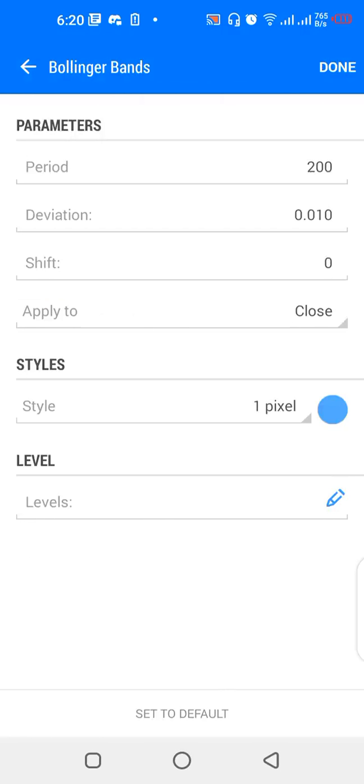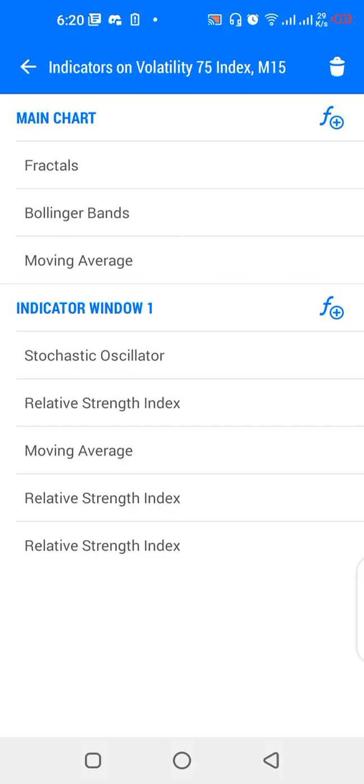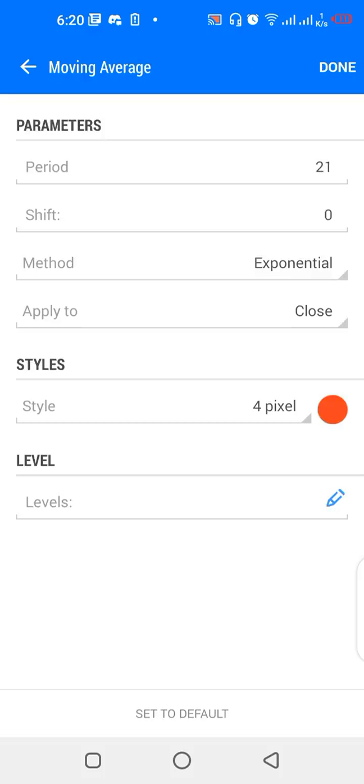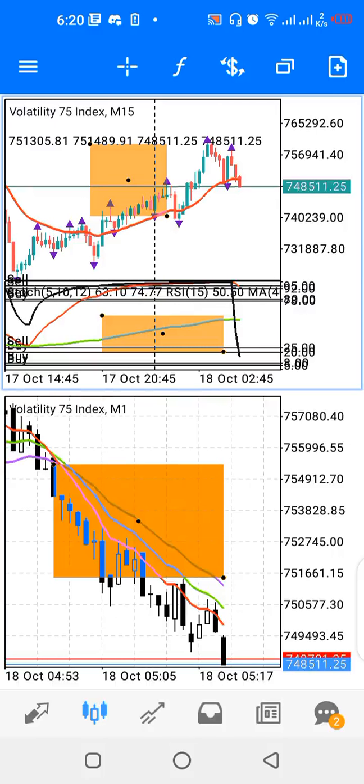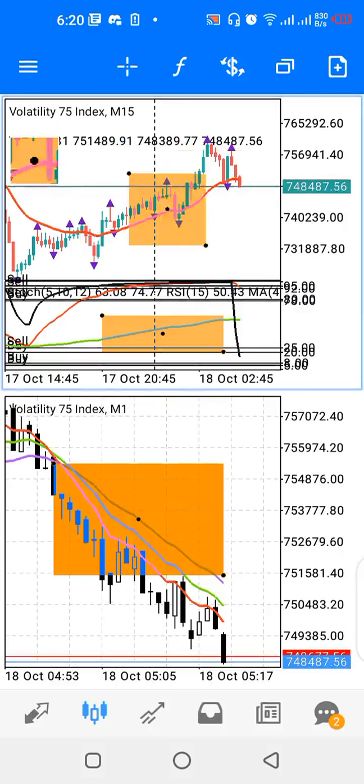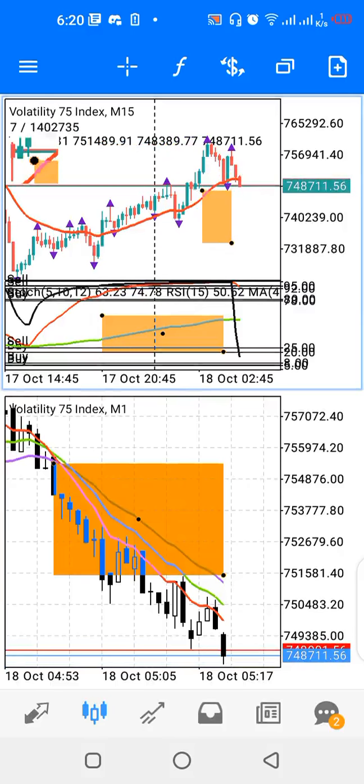We have Bollinger Bands. The period for the Bollinger Band is 200. Deviation is 0.010. Shift is 0. Apply to close, and the color is blue. Then still on the main window, we have moving average. The period is 21. Shift is 0. Method is exponential. Apply to close, and the color is red. The red colored moving average is for my signal.